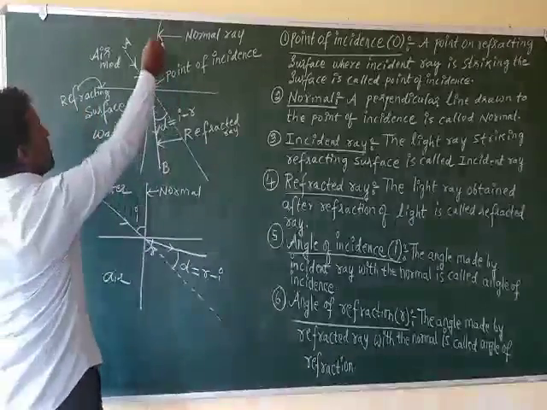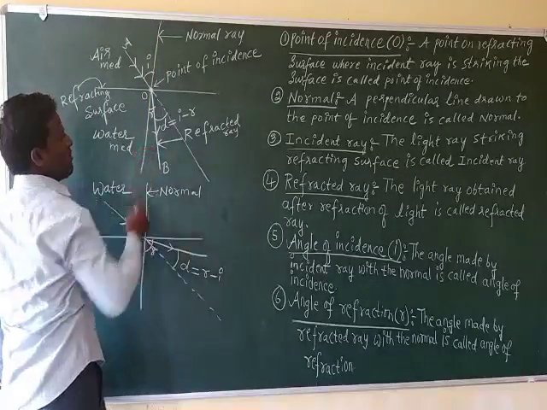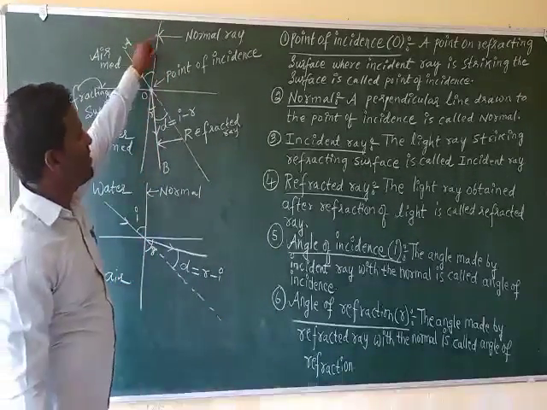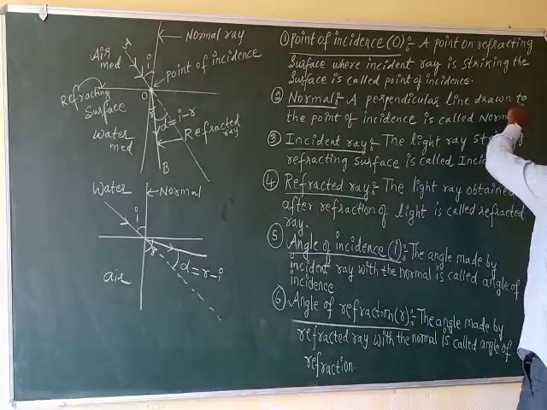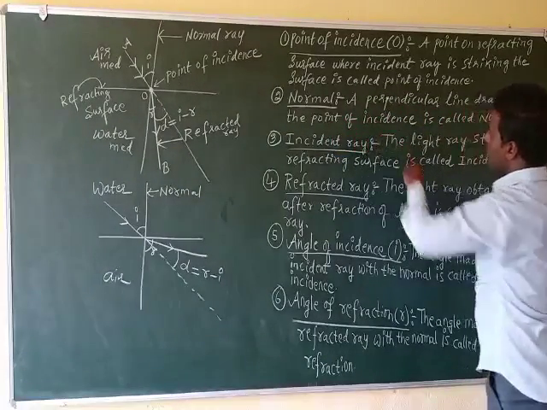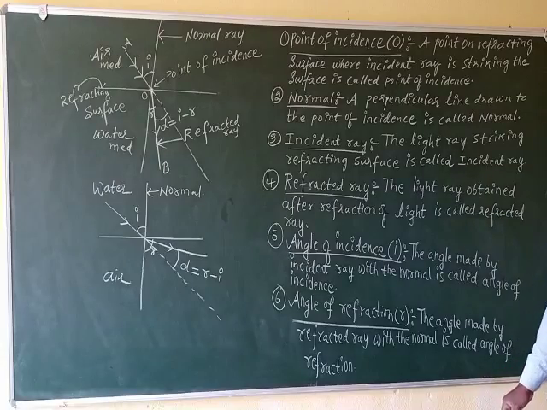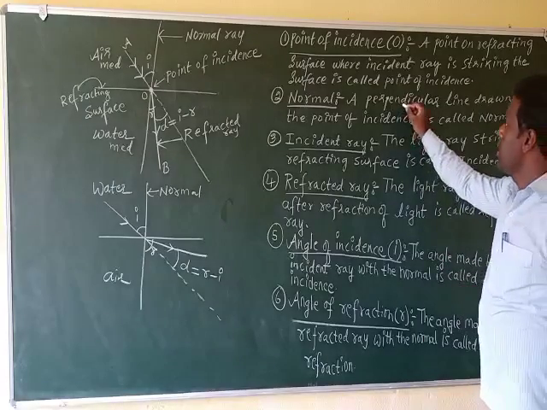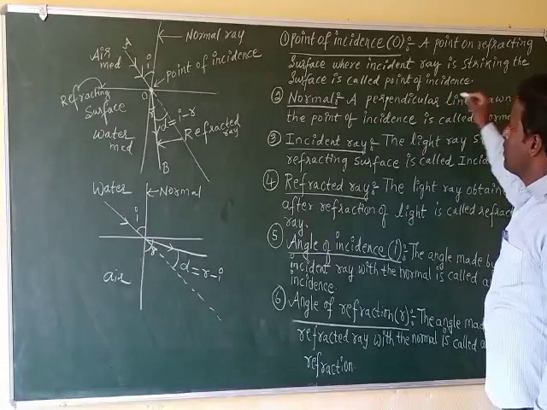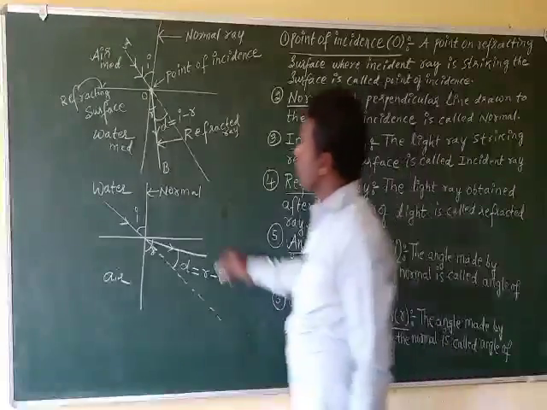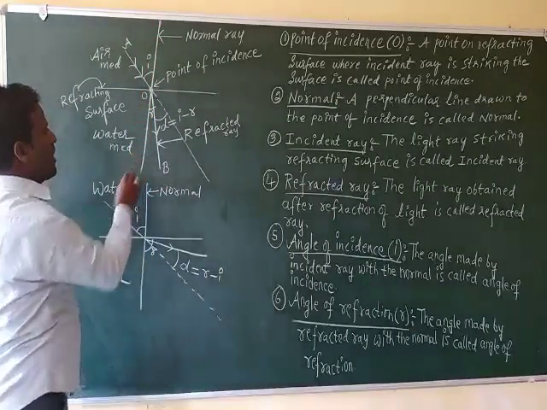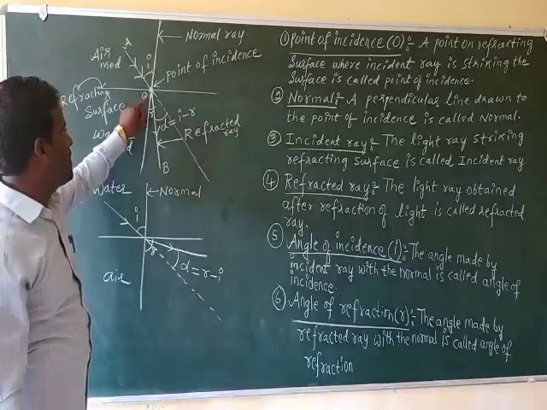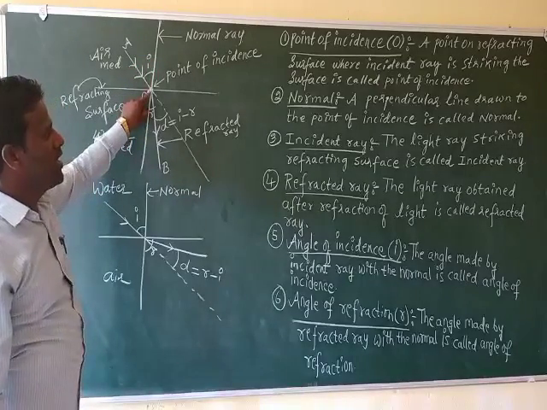Next comes normal. So this line is called normal. Normal means it is a perpendicular line. A perpendicular line drawn to the point of incidence is called normal. So this line is the normal. A perpendicular line which is drawn to the point of incidence is called normal.